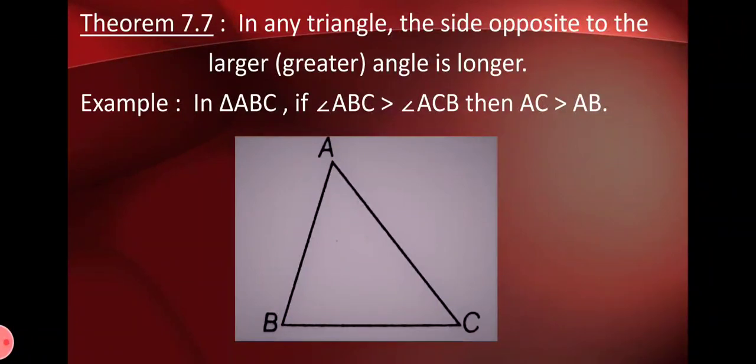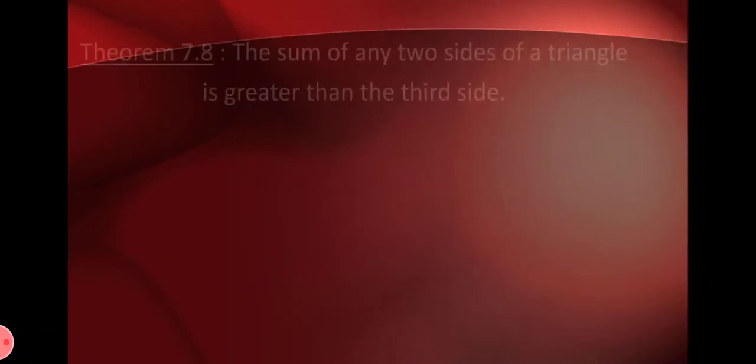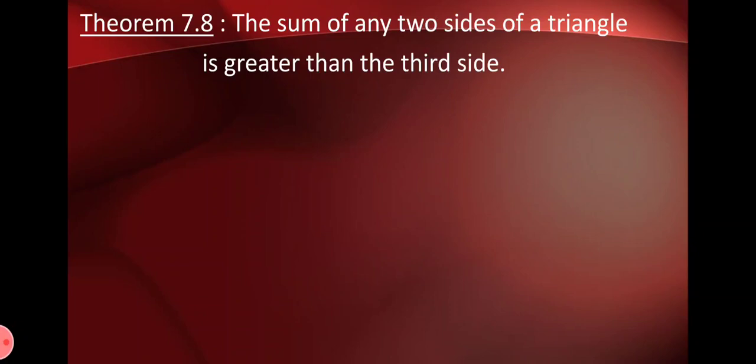And the third inequality, that is theorem 7.8. The sum of any two sides of a triangle is greater than the third side. Recall that we have learned this inequality in grade 7, where we have done questions based on this inequality, whether a triangle is possible or not if three side lengths are given, and we have solved that to find out whether a triangle is possible or not.